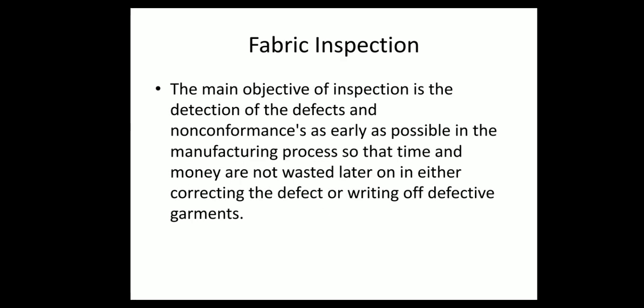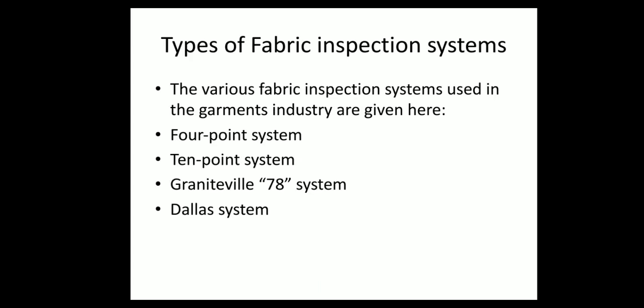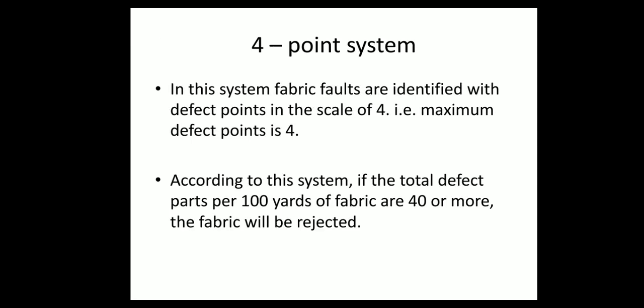Fabric inspection. The main objective of inspection is the detection of the defects and non-conformance as early as possible in the manufacturing process so that time and money are not wasted later on in either correcting the defect or writing off defective garments. Types of fabric inspection systems. The various fabric inspection systems used in the garment industry are given here: 4-point system, 10-point system, Granite Village 78 system, Dallas system.